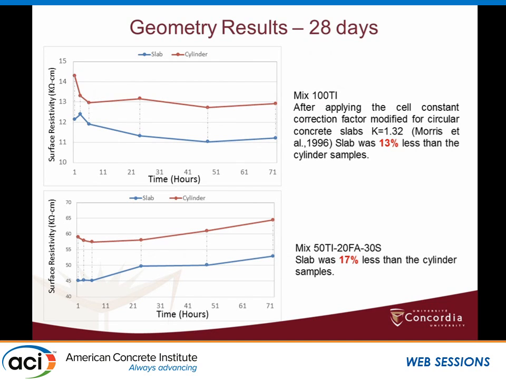Okay, with the geometry result, the behavior is quite similar, but although we applied this correlation factor, the slab was 30% less than the cylinder sample. For the other mixture design, it was observed again that the slab was 17% less.